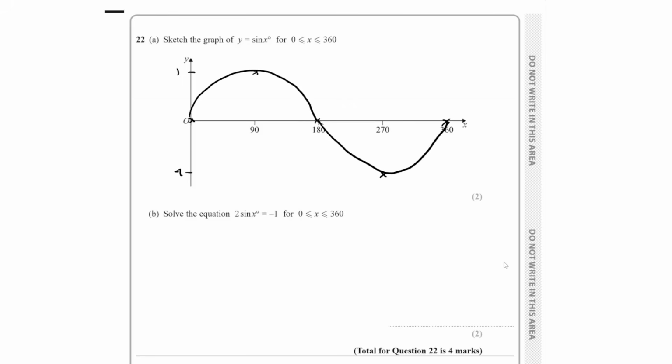Something like that, that's not very good, but you get the gist. They just want a rough sketch of it. And you do have to label the 1 and minus 1 to get the second mark.